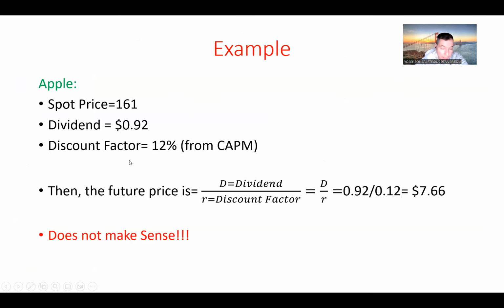Simple model. Suppose a company like Apple, their price $161, their annual dividend 92 cents, discount factor 12%. And the discount factor you take from the CAPM model. We did CAPM in the previous class. Then the price is D divided by R. That's the formula, simple model. In this case, 92 cents divided by the discount factor 12% makes the price of Apple $7.66. But the price now is $161. Doesn't make sense, this model.